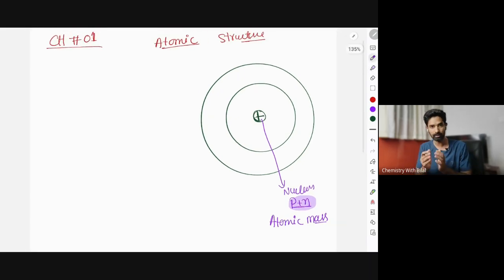Now, around the nucleus, these are hypothetical circular orbits. They are not exactly like circles. These are just hypothetical pathways around the nucleus in which we assume that electrons revolve, right? And in the first shell, we know there are 2 electrons. In the second, we have 8, and so on, right?